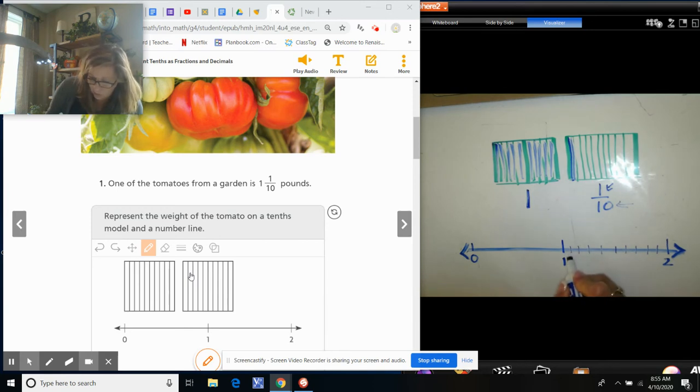So here is your 1/10. See, all these little parts in here are making up that whole. So we need to represent 1 and 1/10. Well, here's your whole 1, and we still need to represent a small piece, as small as it is. We're going to find our 1/10, and we're going to color it in, or mark it on our number line. Okay? This is representing 1 and 1/10.